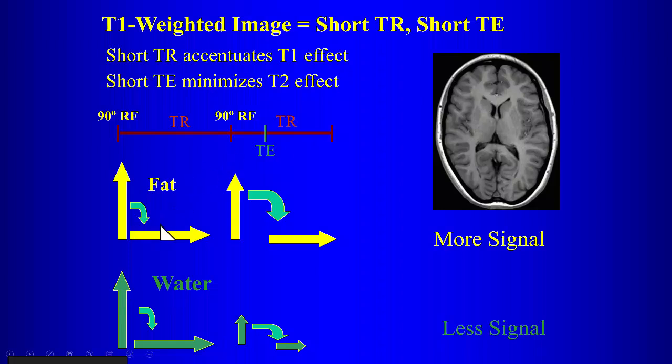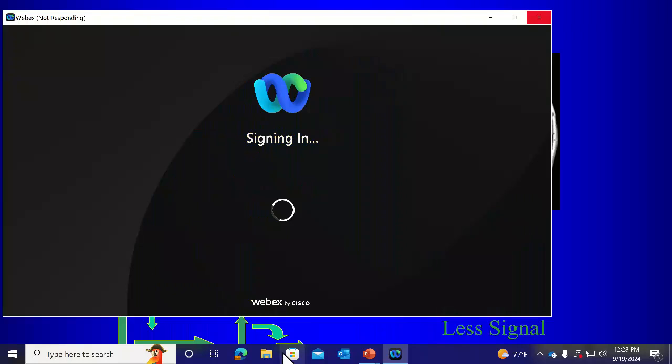And then over time, the fat is going to recover, and the water is going to recover to back where it started. But if your TR is short enough, right, more of that fat signal recovers than the water signal. So the second time I give a 90-degree pulse, I have more longitudinal magnetization from fat than I have from water that I can flip into the transverse plane. And when we give a 90-degree pulse, we flip that into the transverse plane.